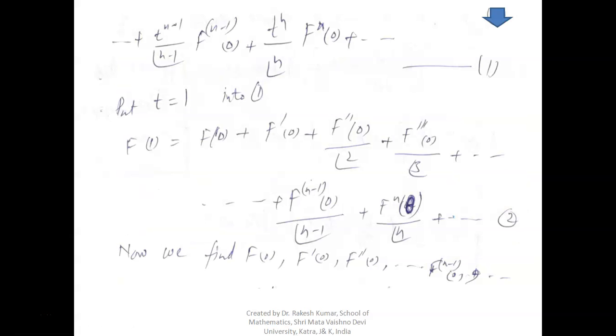Okay, t cube, and I have expanded it till nth power and so on. So putting t equal to 1 in this equation 1, F(1) gives me this. And now we find F(0), F'(0), F''(0), and F^(n-1)(0).